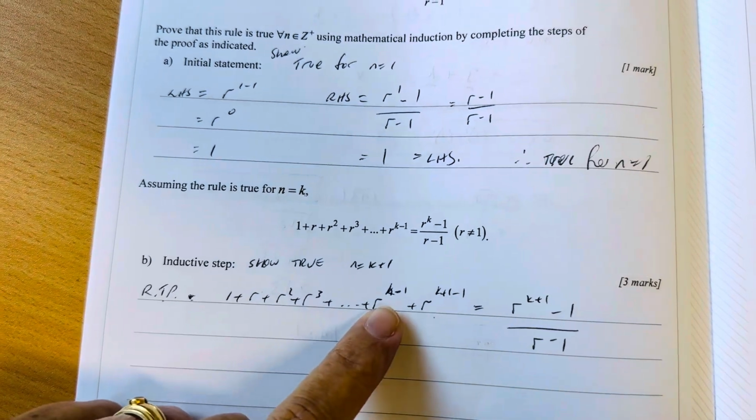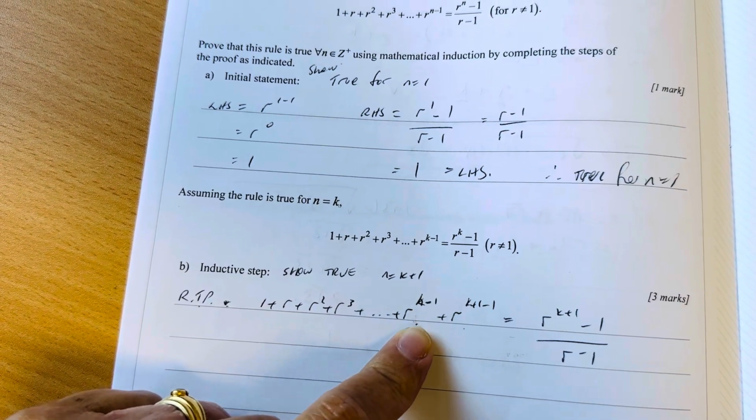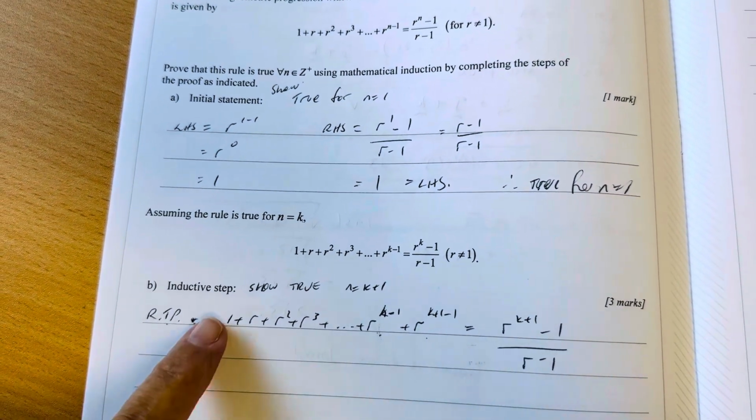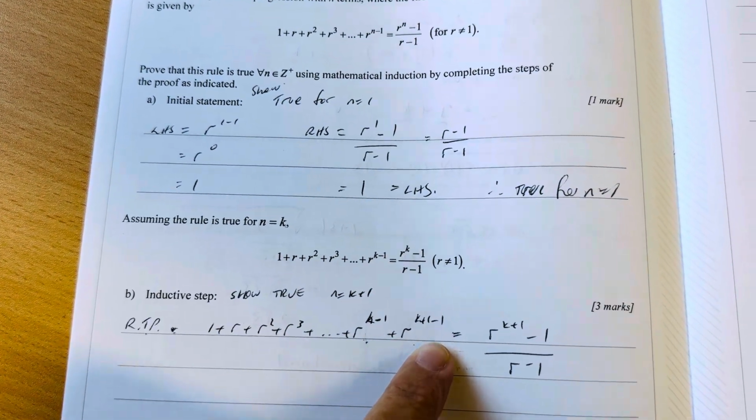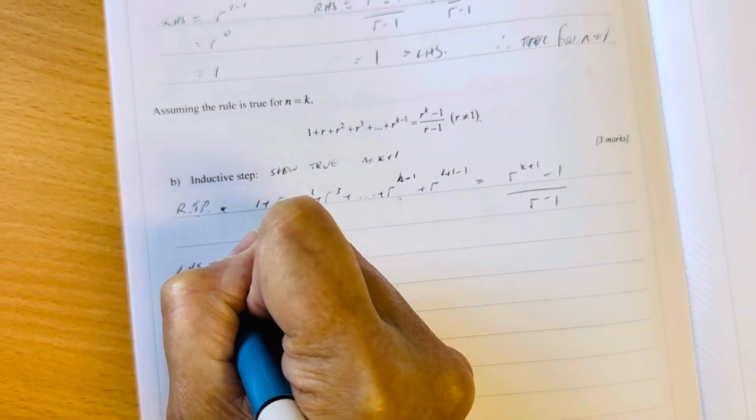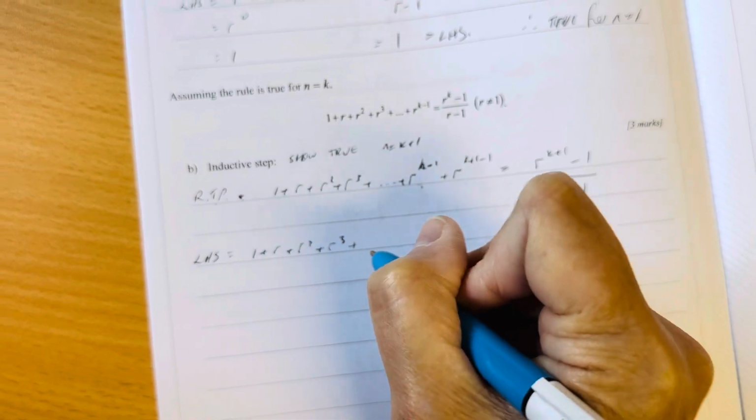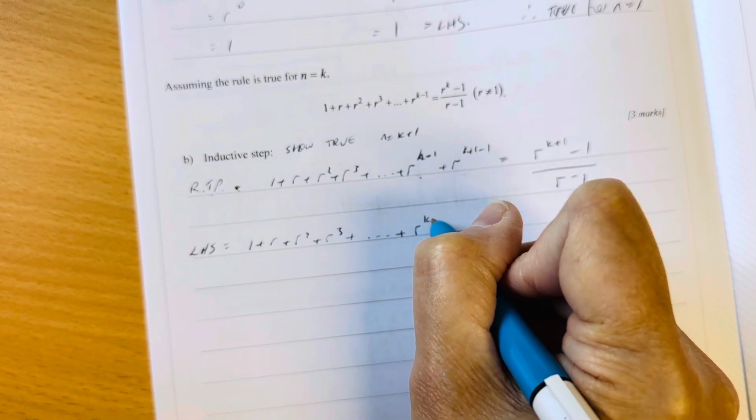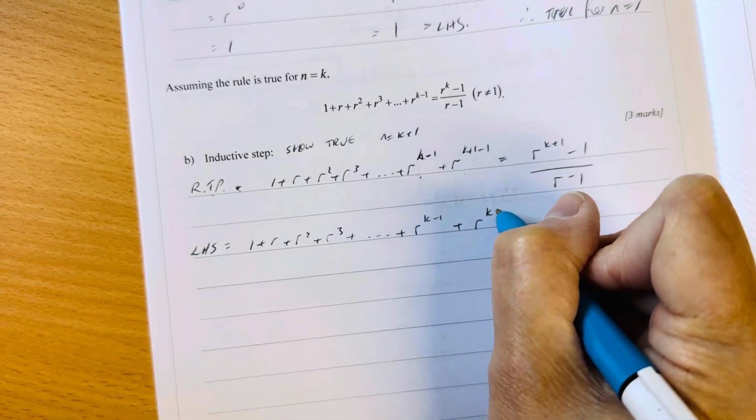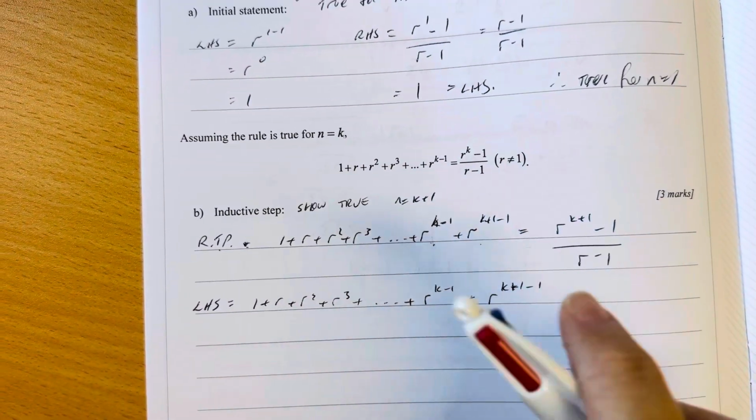Now, not everybody, when they write this, includes this term. If you don't include that term, that's okay. You're going from 1 to the k plus 1th term. That's the important bit. So I'm going to start with my left-hand side, which is 1 plus r squared plus r cubed plus dot dot dot plus r to the k minus 1, plus r to the k plus 1 minus 1. Oh, that was a mouthful, wasn't it?